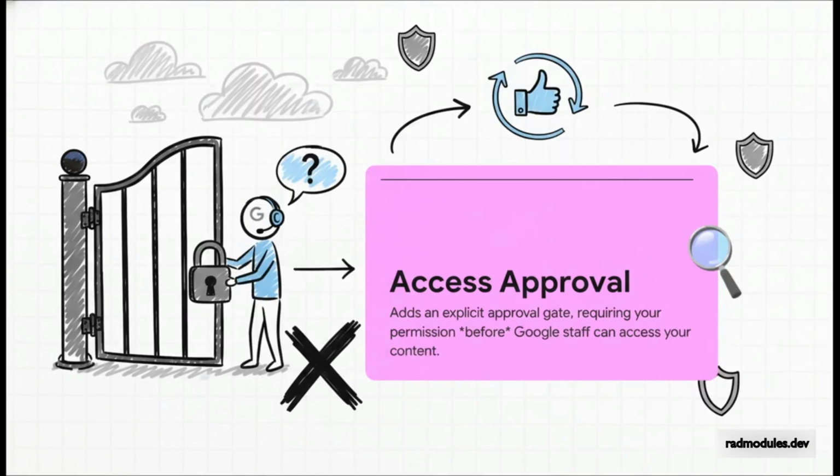Okay, but then Access Approval comes along and takes this to a whole new level. Instead of just logging what happened, it puts up a big stop sign. If a Google support engineer needs to peek at your config to fix an issue, they have to send a request and your team has to hit approve. You hold the keys. You get to say yes or no.